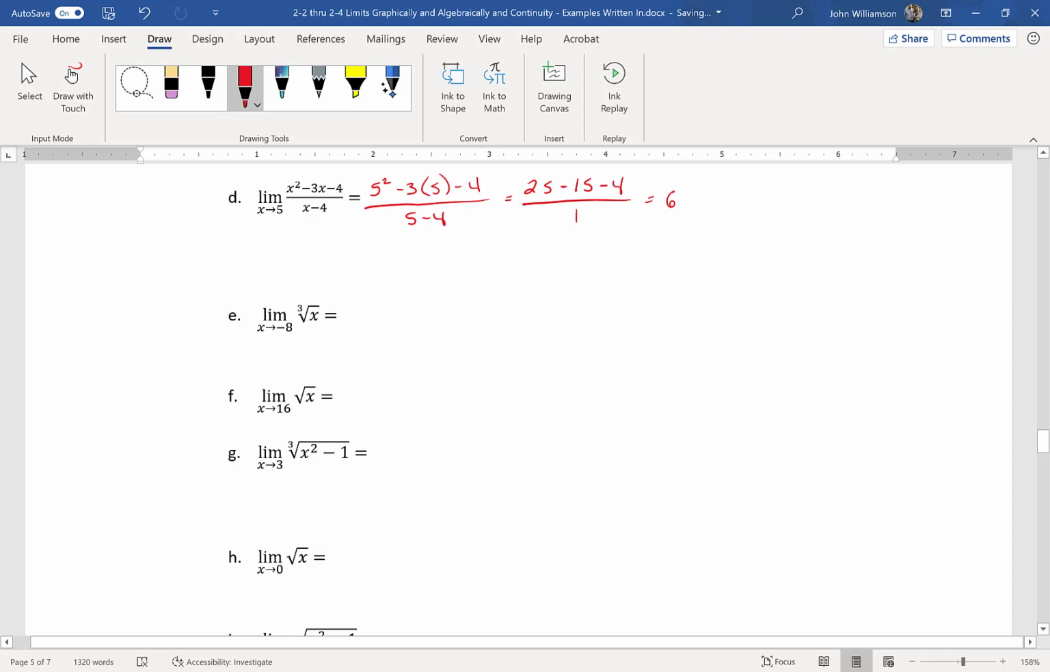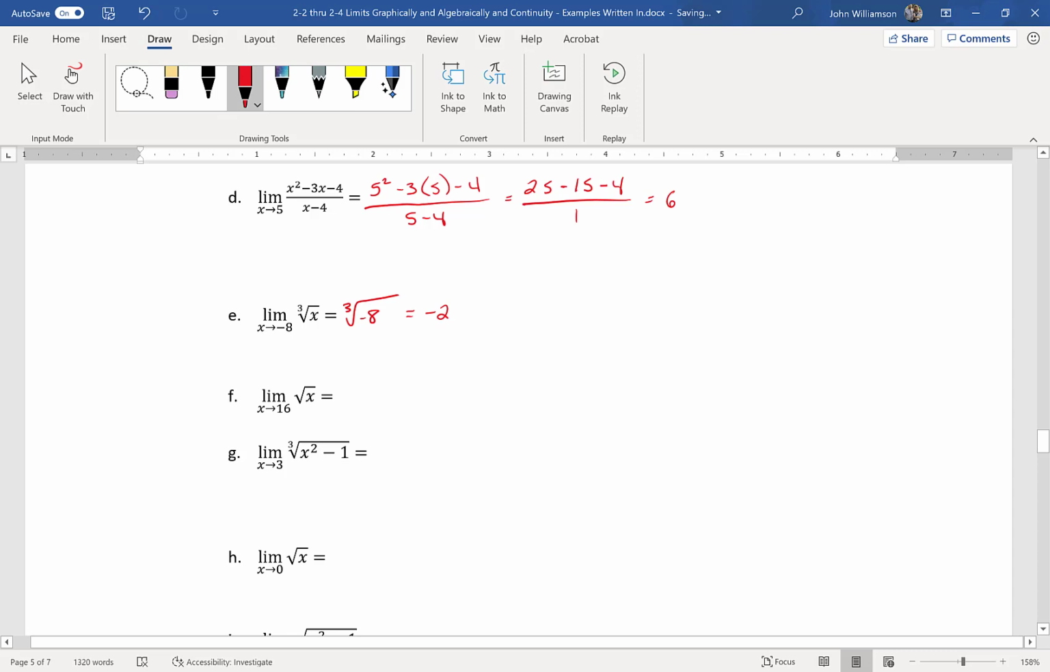Limit as x is approaching negative 8 of the cube root of x. So again, direct substitution. In this case, we're taking the limit as x is approaching a negative number. So we look at the index to make sure we're good. Index is 3. We're good because it's an odd index radical. Remember, if this was an even index, you couldn't end up with a negative under your radical. But we're good in this case. So with this direct substitution, this is the cube root of negative 8. And the cube root of negative 8, we know is negative 2, because negative 2 to the third power is negative 8.